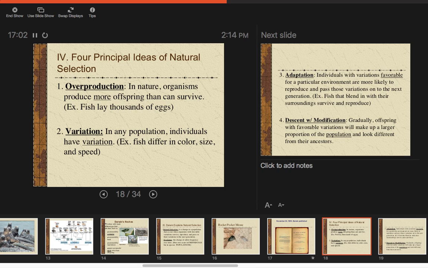So, it could cause extinction. If there's not variation within a population, extinction can occur. If the environment changes enough and there's no individuals that are adapted for that new environment, it could wipe out everybody, right? Okay?